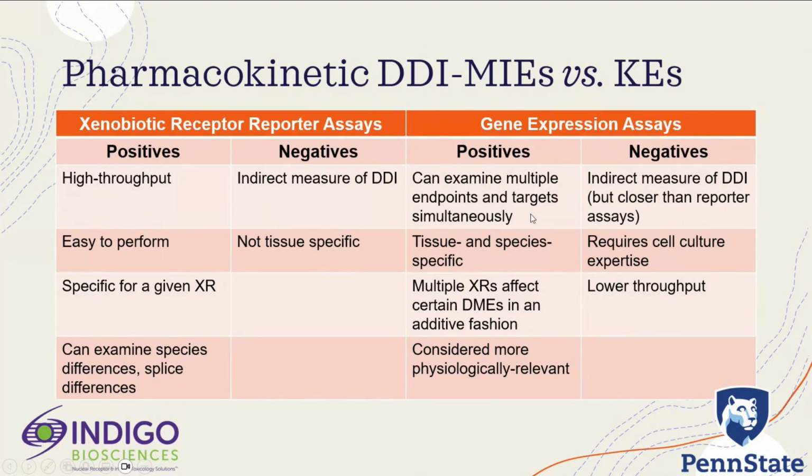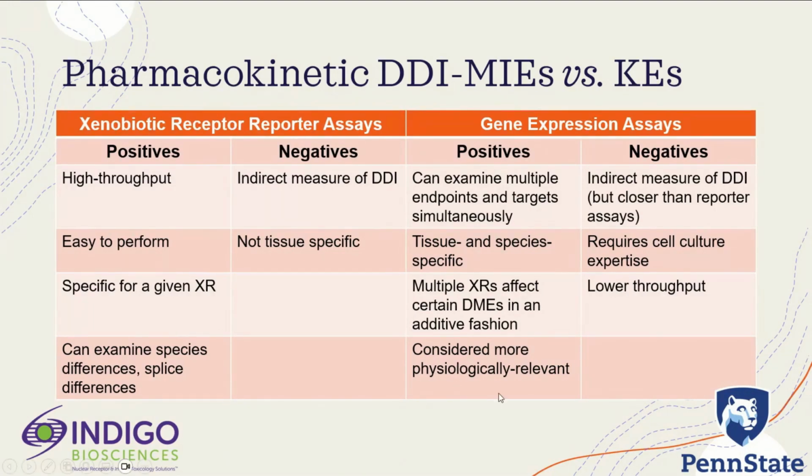Gene expression assays, you can look at multiple targets at one time. So you could look at PXR, CAR, AHR, FXR, all at one time just by looking at the different targets that are being regulated by each of these receptors. You can look at different tissue and species when you're doing these gene expression assays, depending on what cell model system you're using. You get an increase in sensitivity in some regard because you have multiple receptors that are regulating the same drug metabolism enzyme. So you get an additive effect across multiple pathways.